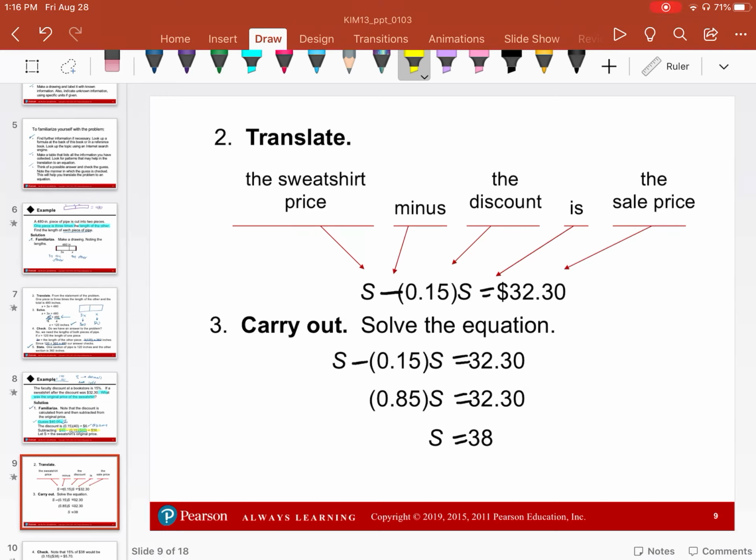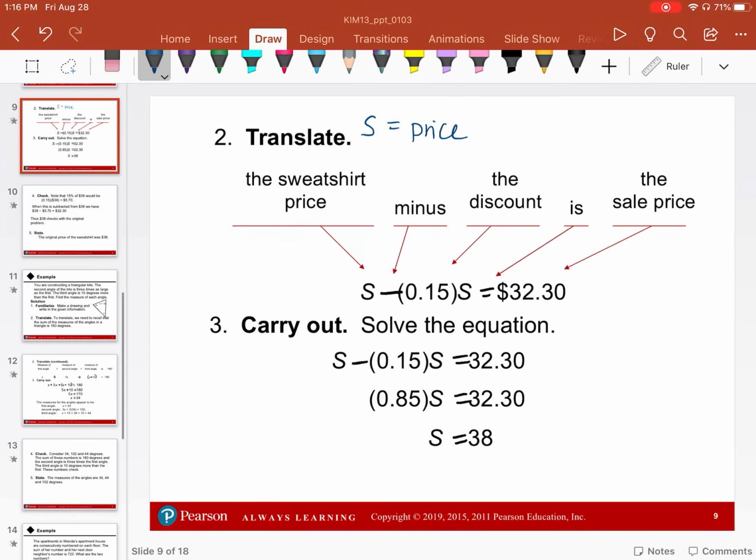The sweatshirt price minus the discount is the sale price. And we have this here. So let S be the price. So we have S minus 0.15 times S equals 32.30, which is our price with the discount. All right, so let's go ahead and figure this out. Well, it might seem weird, but we already have everything we need. We multiply S and 0.15 so that we have S minus 0.15S equals 32.30.